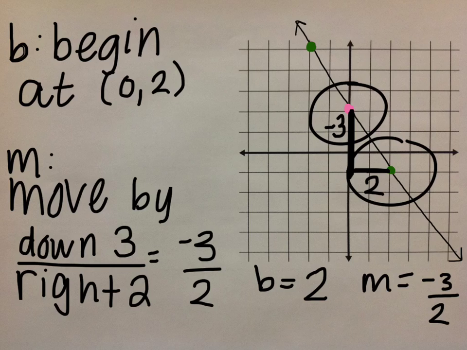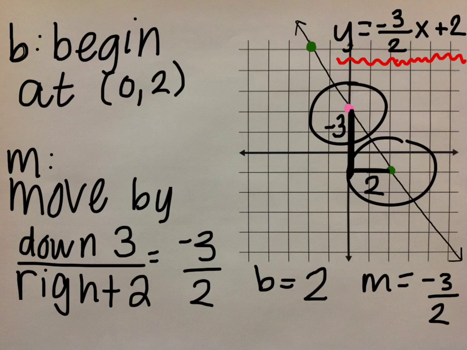And why do I want to leave it as a fraction? Because then it's already in the form of rise over run. It does equal negative 1.5, negative 1 5/10, but I'm going to leave it as this fraction. So our equation in slope-intercept form is y equals negative 3/2 x plus 2.